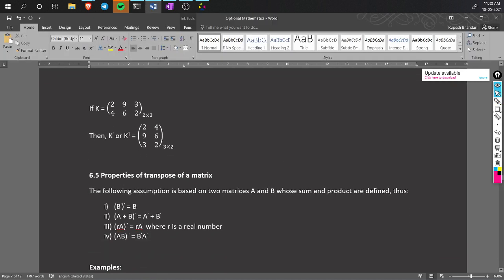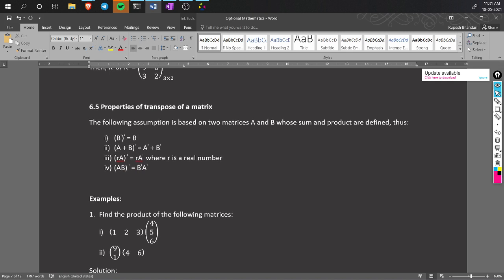Now we should be looking at some properties of the transpose of a matrix. If you do the dash of B dash, you will get B. Then (A plus B) dash will be A dash plus B dash. That just means that it applies to A as well as B.